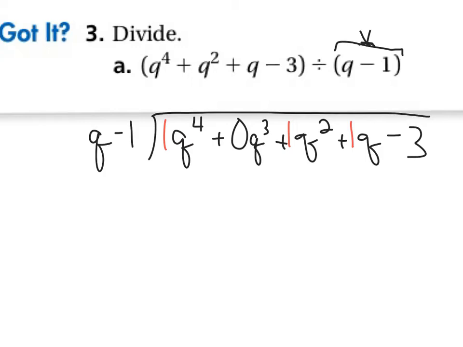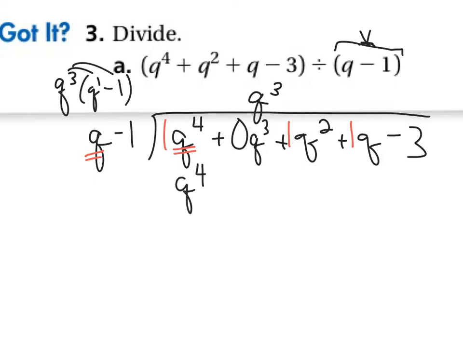So if we start this out, we are trying to multiply q times something to get 1q to the 4th. So the 1 we've already got, q times q cubed, there's a tongue twister for you, that would be q to the 4th. So q cubed, I'm going to put that above the 0q cubed so I can keep these like terms together. And if you multiply that, that would be q to the 4th minus 1q cubed.